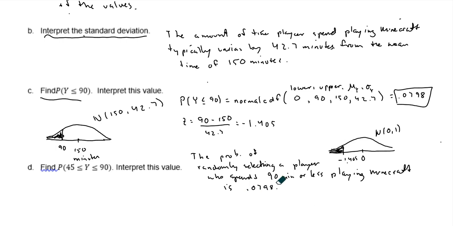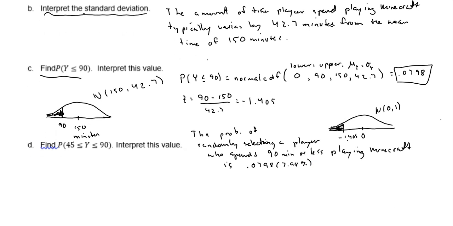All right, or you could say 7.98%, if you want to put it in there as well. That's also what it's saying. So the probability of randomly selecting a player who spends 90 minutes or less playing Minecraft is 0.0798. Okay, and so that's what we have there.